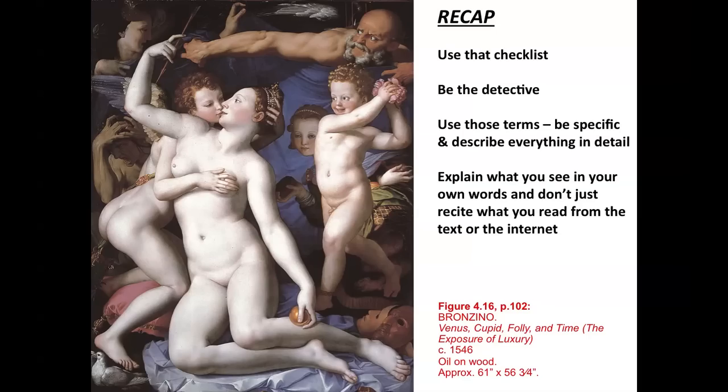So to recap, always use that checklist when talking about the artwork, the line, the shapes, the styles, everything on that. Don't forget to be the detective. Don't forget to use those terms, especially from Chapter 2. Remember, be specific and describe everything in detail. Again, explain what you see in your own words, and don't just recite what you read from the text or the internet. Again, this is how we get you to think outside the box. This is how you can really examine something and analyze it.